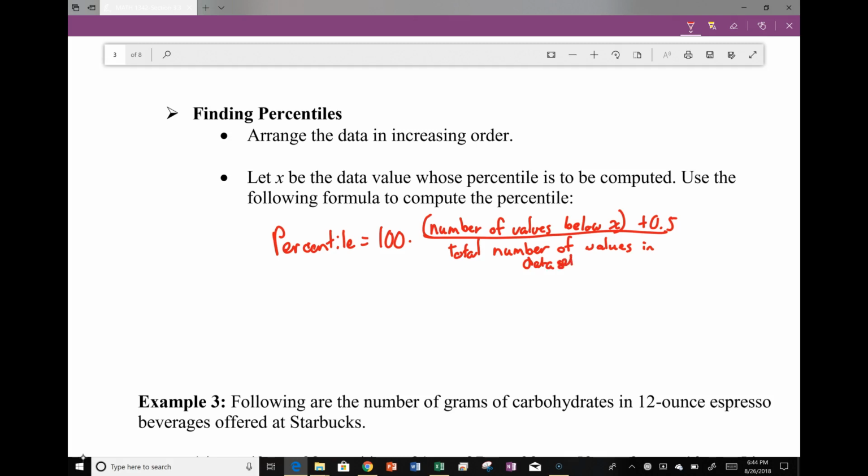When we're talking about percentile, we always round to the nearest whole number when we're actually finding the percentile. This gets a little confusing because whenever we are looking for the location, like in the previous examples, we always round up. Here, we're wanting to find the percentile, and so in this particular case, we always round accordingly.